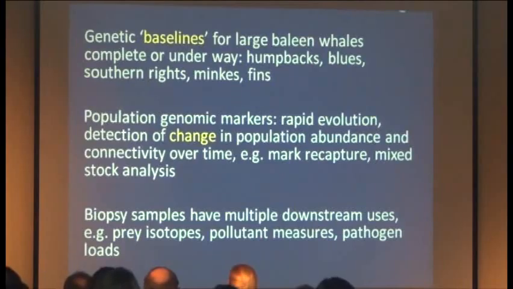First we've understood the baselines for a number of the large baleen whales, but we're going to be using these genomic markers to detect changes in population abundance and connectivity over time through mark recapture and mixed stock analysis. It will also be informing minimum abundance, as well as allowing us to understand a lot more about population change at a demographic level. We can use all the samples that we collect to understand feeding locations and cetacean health and pathogen loads in concert.